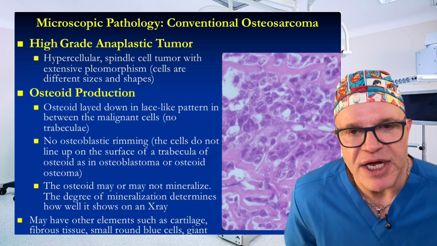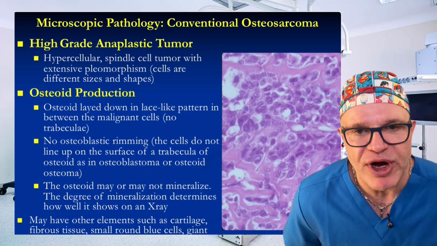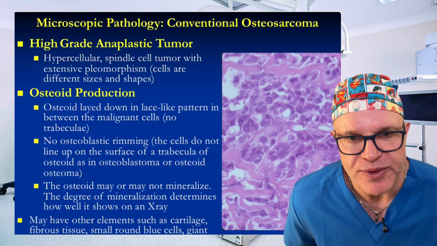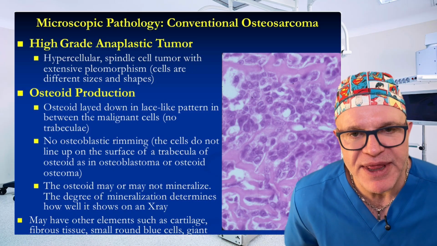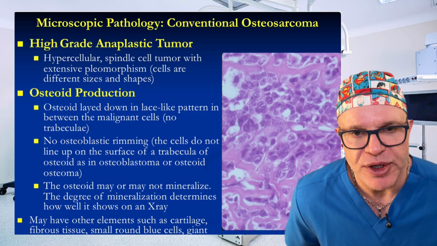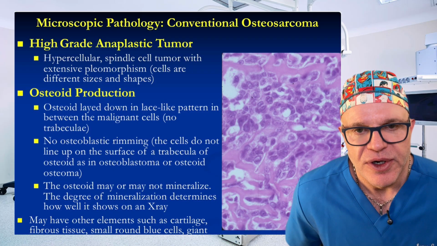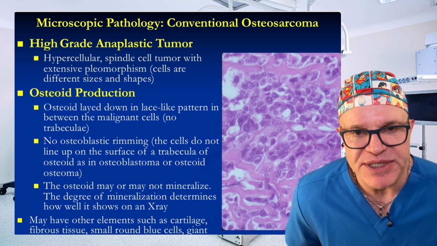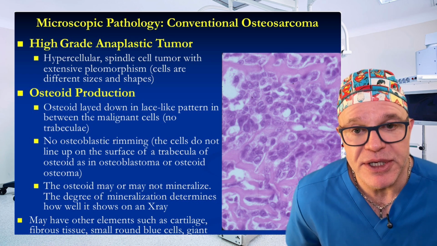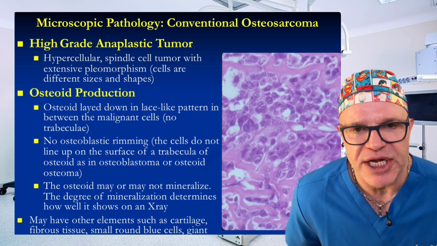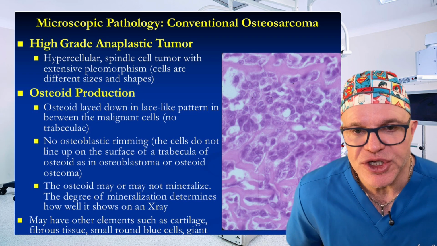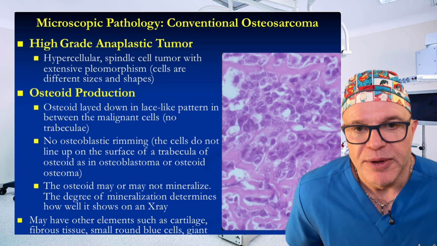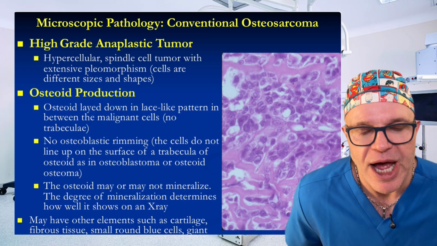The pathology of an osteosarcoma is that of a high-grade cancerous tumor. It has all the characteristics of a high-grade, rapidly growing tumor or cancer. It's derived from mesenchymal stem cells. The cells are spindle-shaped, meaning almost cigar-shaped. And the characteristics of a high-grade tumor include pleomorphism and hypercellularity.